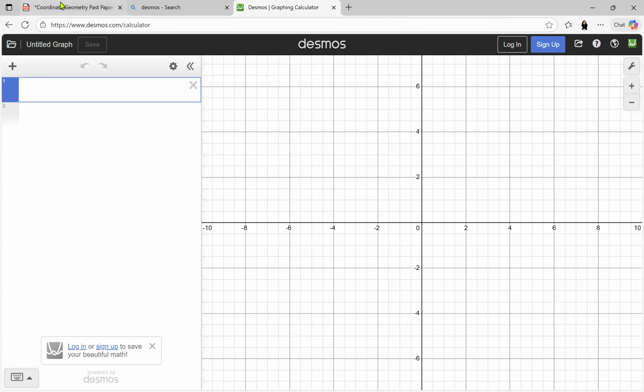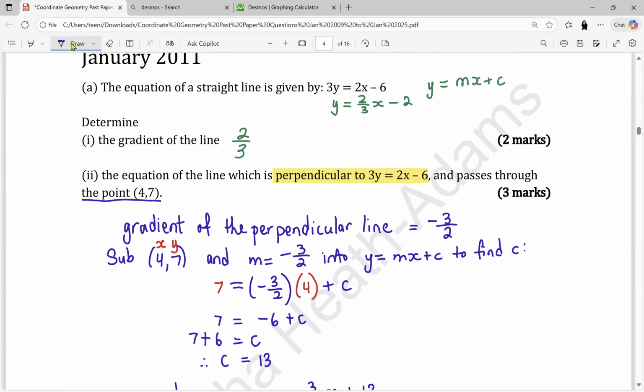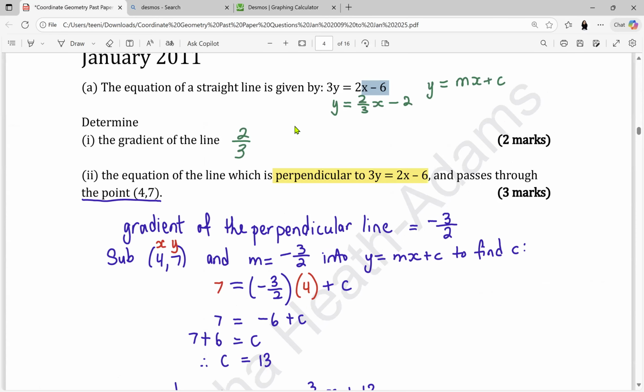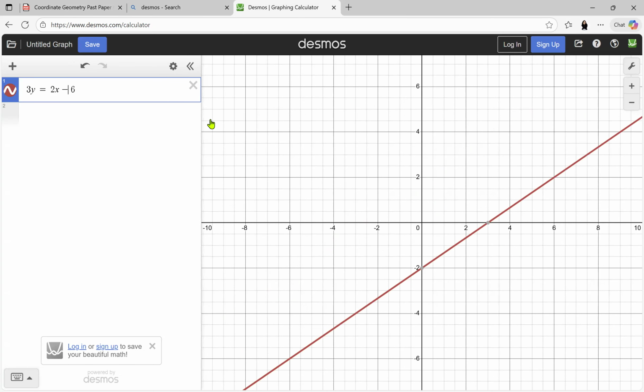So the first one is, let's just go back here. It was 3y is equal to 2x minus 6. Let me type it in and stop being lazy. Yeah, that was 3y equals 2x plus 6, oops, right? So this is the graph of the original equation here. 3y is equal to 2x minus, oh, it's minus 6, sorry. I put plus 6. That should have been minus, yeah.